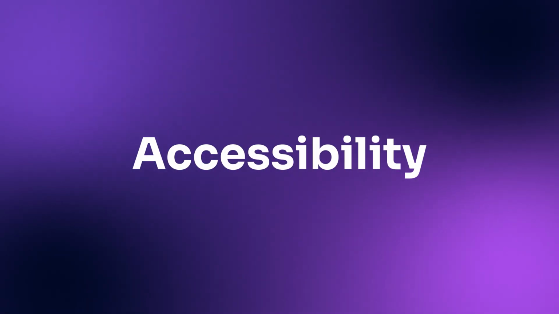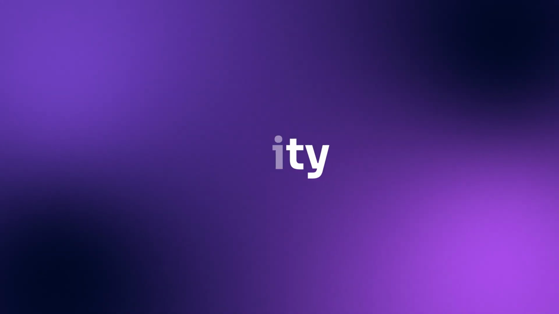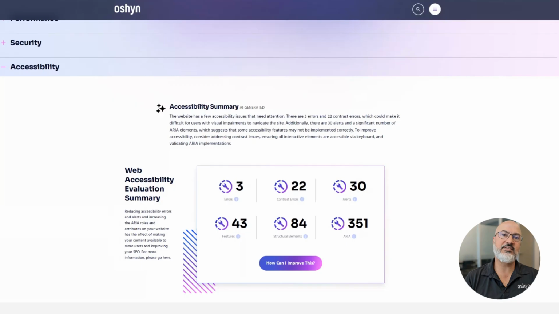The last pillar of Oshyn's reliability report is accessibility. In this section, you can see the accessibility errors and warnings in contrast errors found on this website. It also shows whether you have the helpful ARIA labels, which help screen readers navigate your website effectively.